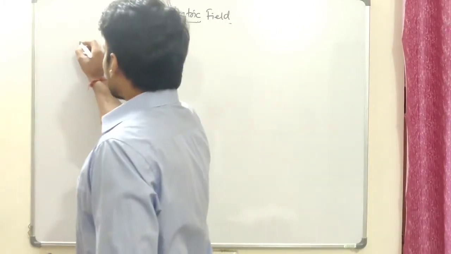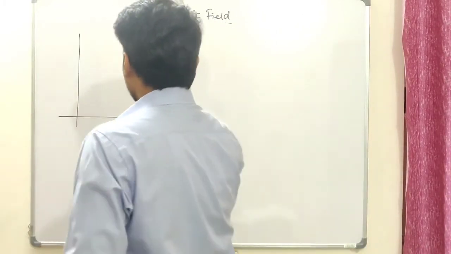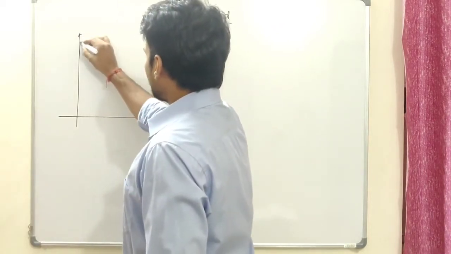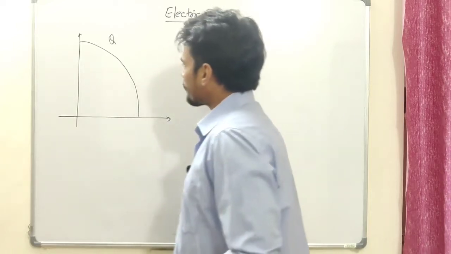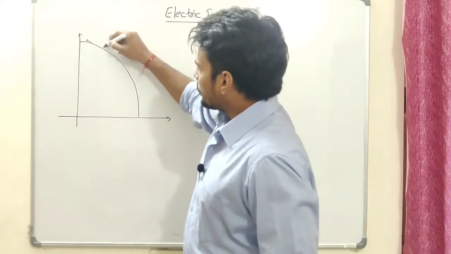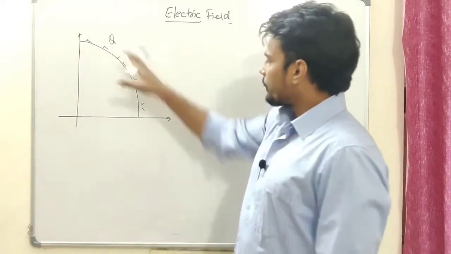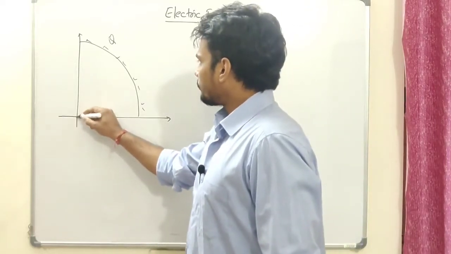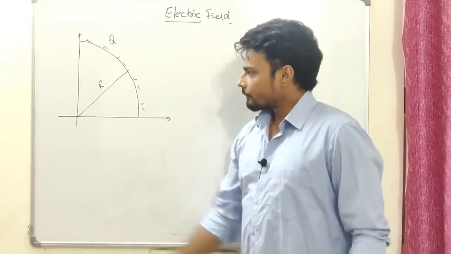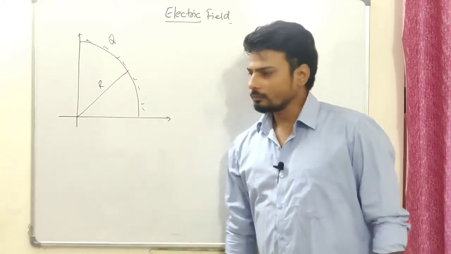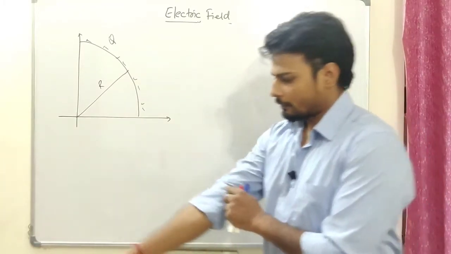Okay, so let's say we have a part of a ring, having a charge, let's say plus q, distributed over it. Let the radius be r. I want to know the electric field at this particular point. The steps are going to be the same. We're going to follow that same thing.